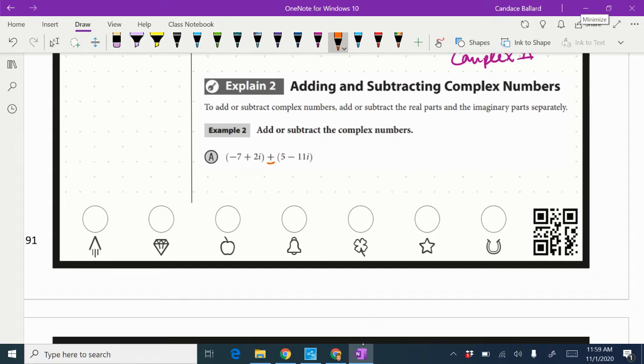The addition sign really has no effect on the parentheses, so I'm just going to look for my like terms. I'm seeing -7 plus 5 would be -2. And then 2i minus 11i would be -9i.